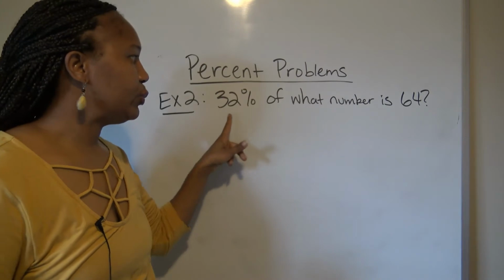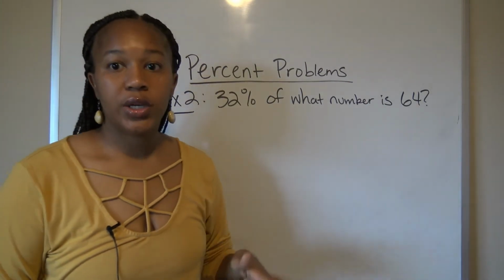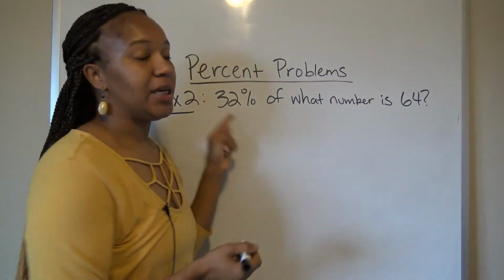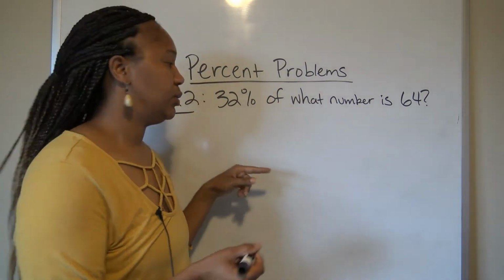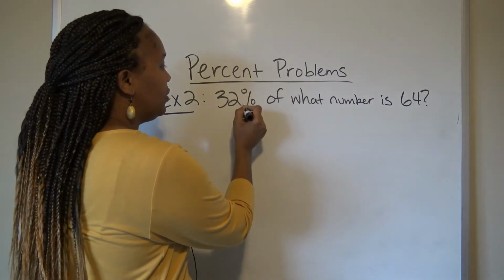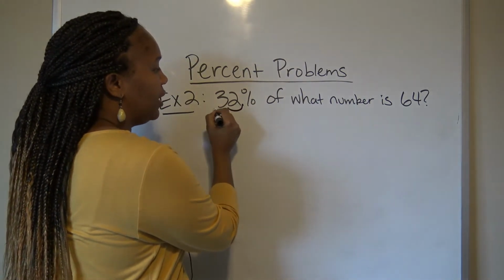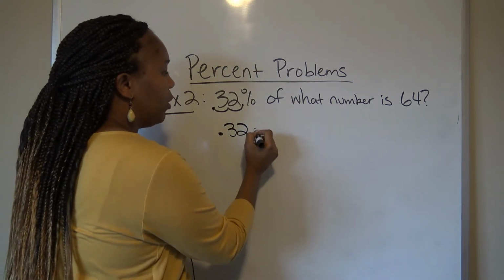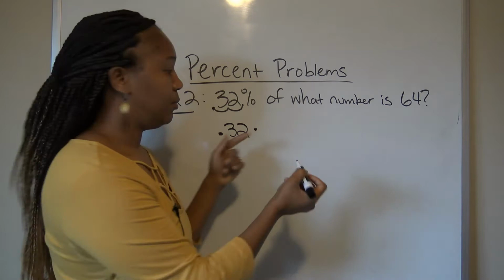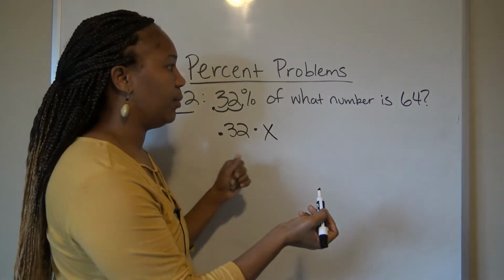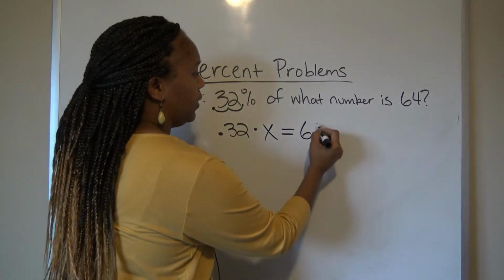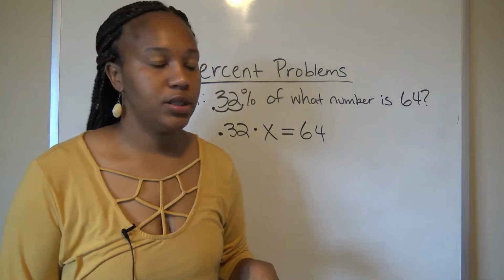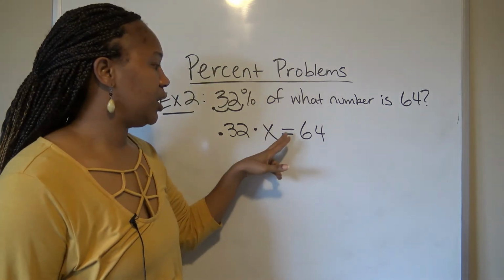Example 2, 32% of what number is 64? Again, the first thing we want to do is translate these words to an equation. 32%, because it's a percentage, you have to convert it to a decimal. Remember, how do you convert this to a decimal? The decimal is here, and move it to the left 2 times, it'll be here. So that's 0.32. Of means multiply. What means your variable X, so that represents what number. Is represents equal, and then 64. So all you're doing is going through changing your keywords to operations. So 0.32 times X equals 64.